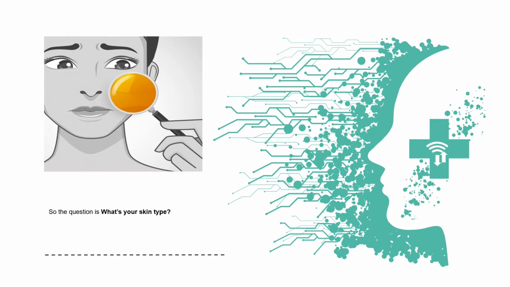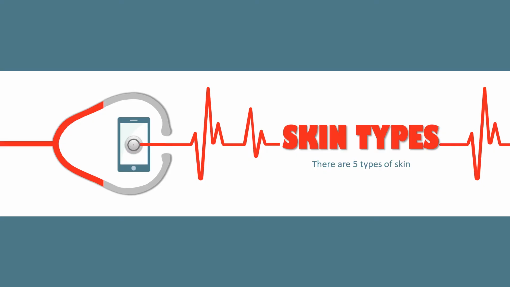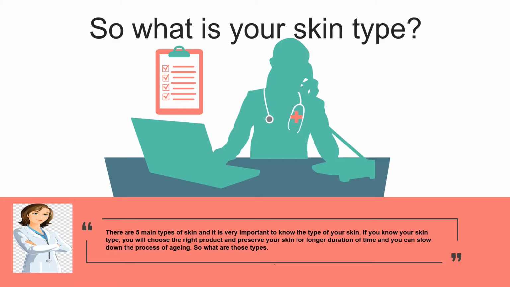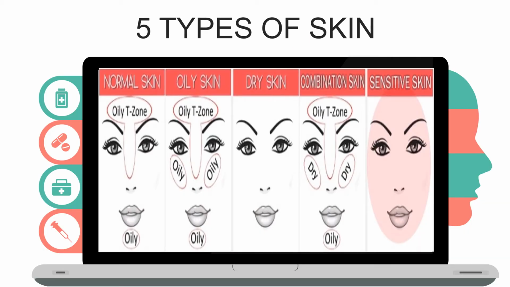So the question is, what is your skin type? There are 5 types of skin, and it is very important to know the type of your skin. If you know your skin type, you will choose the right product and preserve your skin for a longer duration of time, and you can slow down the process of aging. So what are those types? These are 5 types of skin: normal skin, oily skin, dry skin, combination skin, sensitive skin.